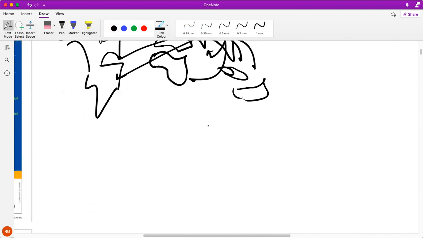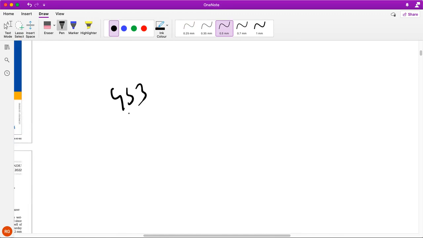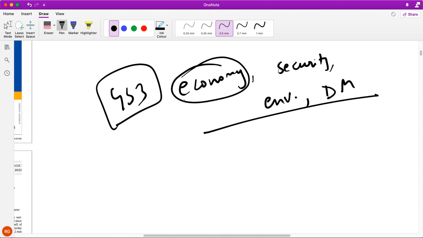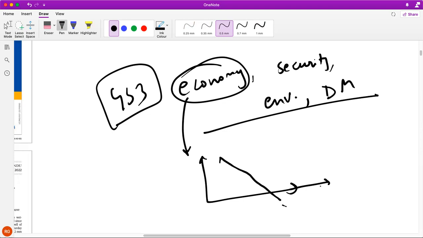All right. Then comes GS3. What do we find in GS3? Economy, security, environment, disaster management. All these are the topics. How is the economy impacted? If we see our GDP, what has happened? GDP has steadily declined. Last year, in 2020-21, we observed our GDP was minus 7.7. Now we're expecting a V-shaped recovery in this fiscal year 21-22.